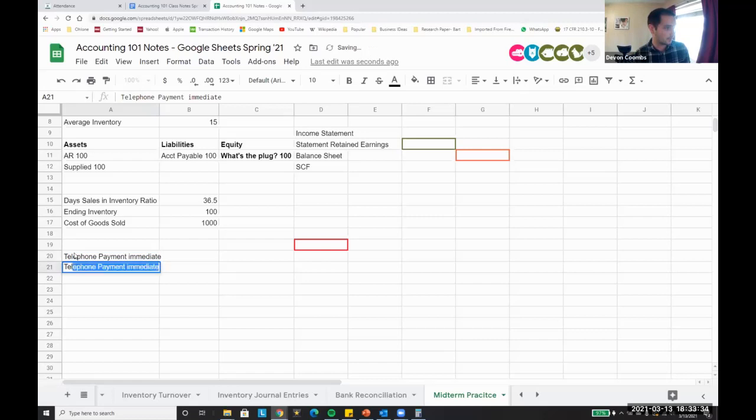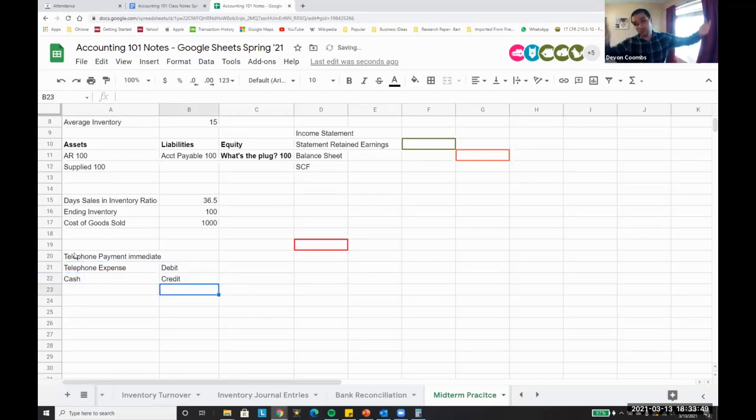And is telephone expense a debit or a credit? It's a debit. Debit, good, because it's an expense. Perfect. So I can ask you that, and I could ask you which is the debit, which is the credit, and how much are the amounts.